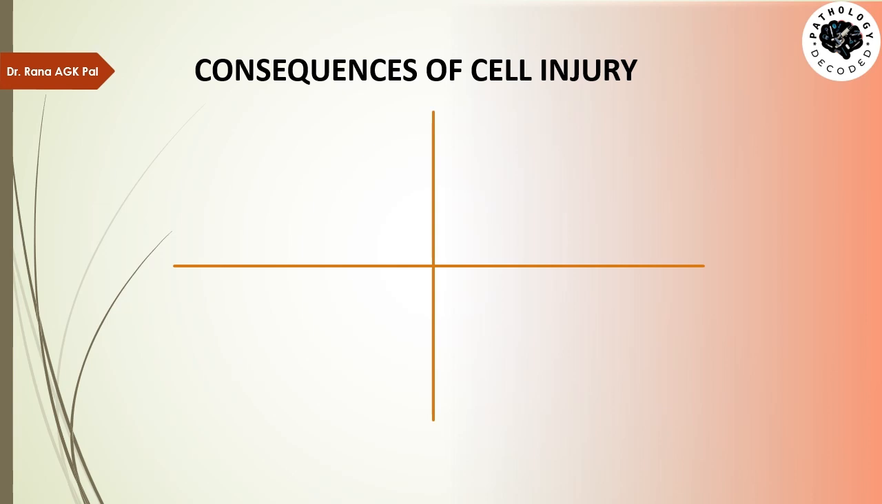Due to various acquired causes or genetic causes, the cell injury which is caused in the cells has got four major consequences.